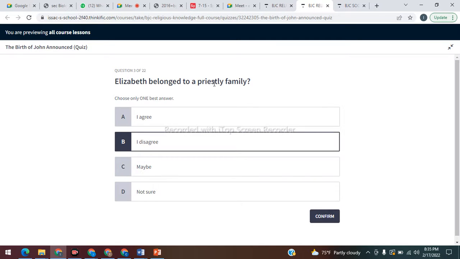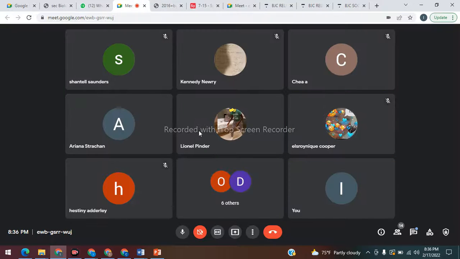So, yes, Elizabeth belonged to a priestly family. Agree, disagree, maybe, not sure. It's B. Lionel, is that you? You say B? Are we going to lock that in? You're sharing your screen? Oh, okay, thank you.